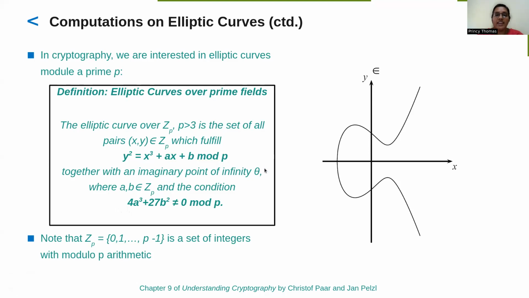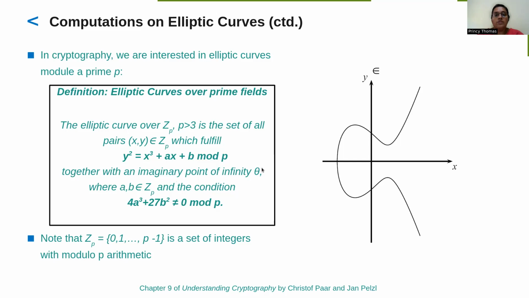Now, what is this value theta? I'm going to leave it here for now. It is not exactly theta, it is actually big O. For us, we are using theta here, but you will see in the literature that it is big O. Now, this is an imaginary point at infinity. This is actually the identity element.